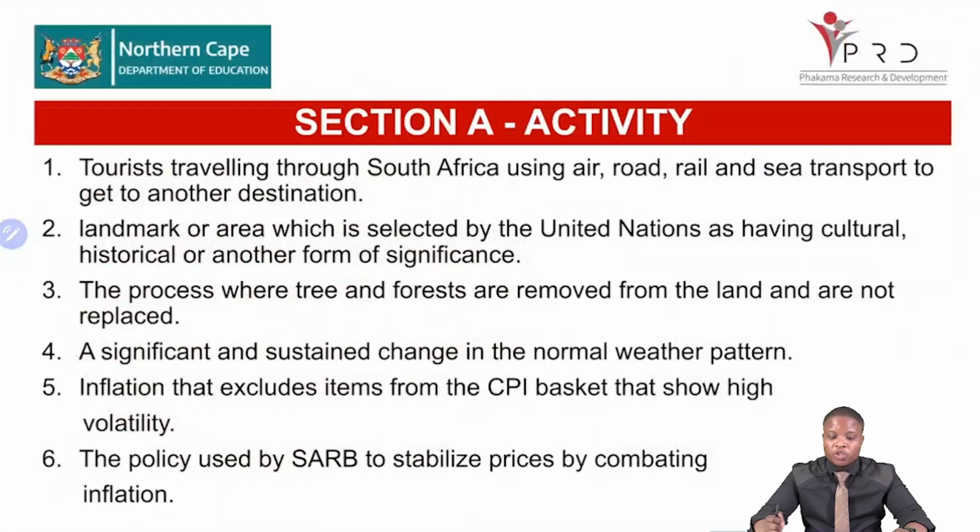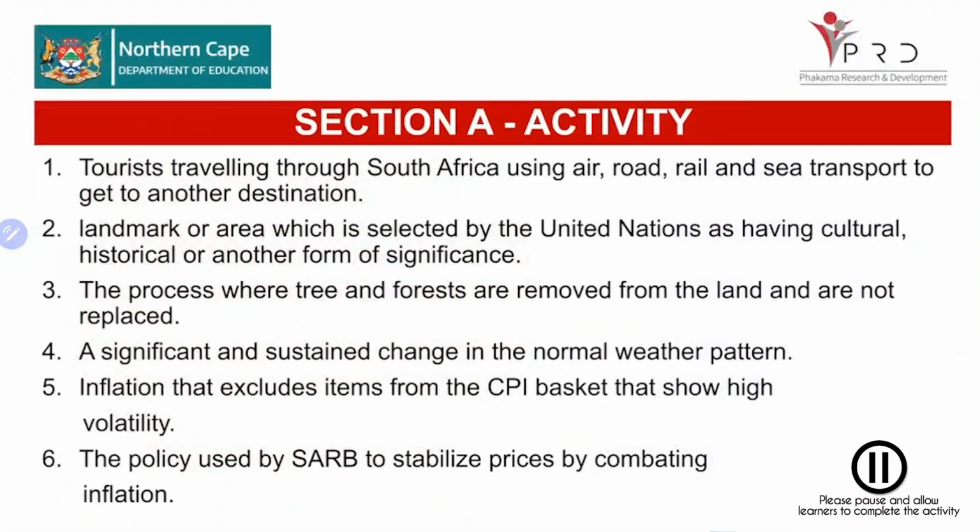Right, so we are moving to our activities. We have section A, type of question, which is your 1.3 question, where you read the statement and you give the correct terminology. We have 6 questions. You'll be given 5 minutes to complete the activity. Then we look at the marking guideline.